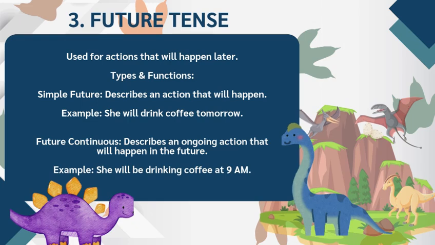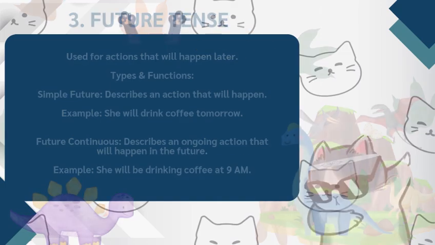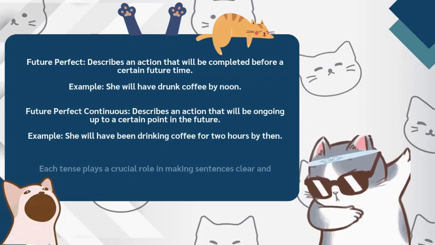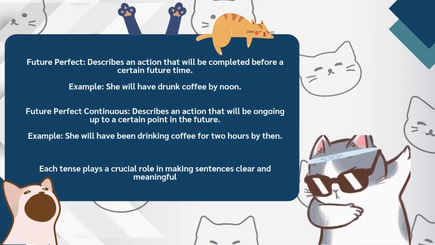Second, we've got future continuous. It describes an ongoing action that will happen in the future. For example, she will be drinking coffee at 9 a.m. For the third, we've got future perfect. It describes an action that will be completed before a certain future time. For example, she will have drunk coffee by noon.